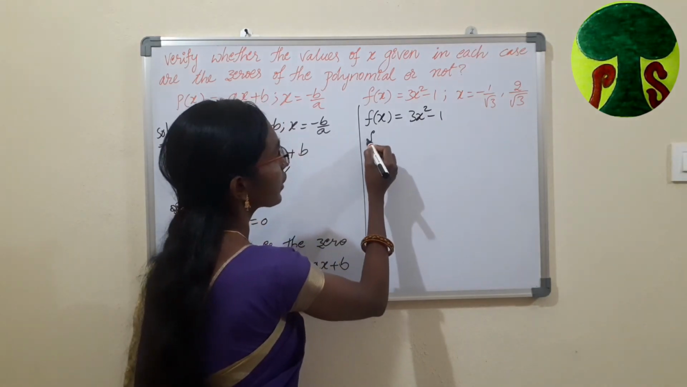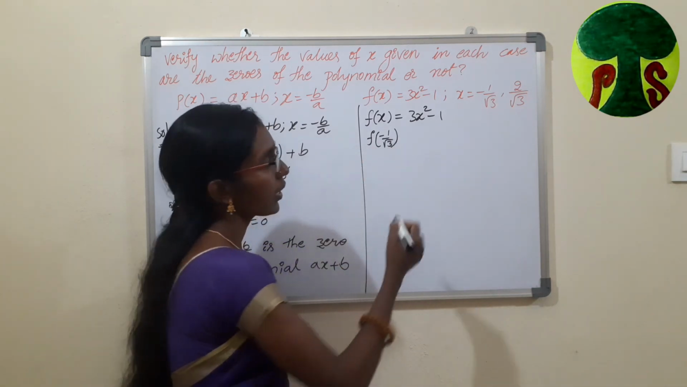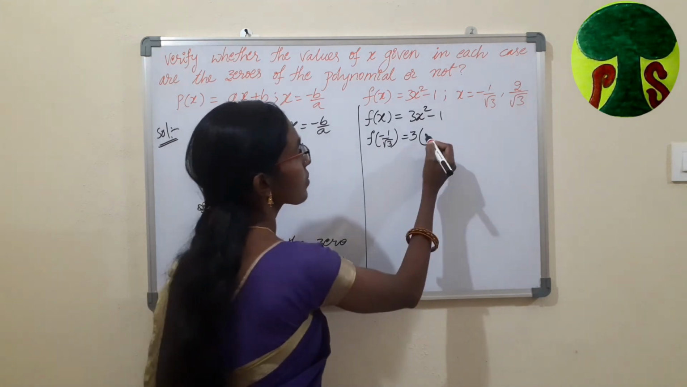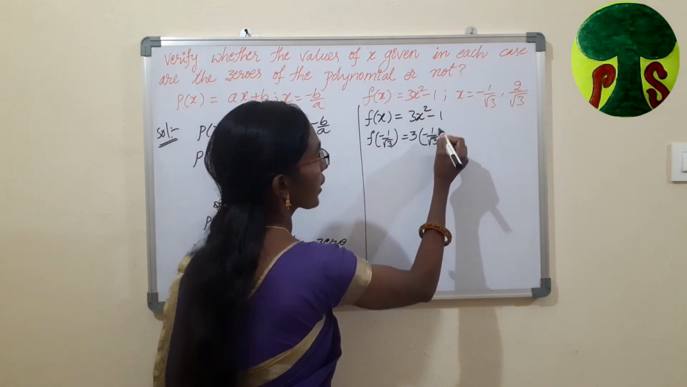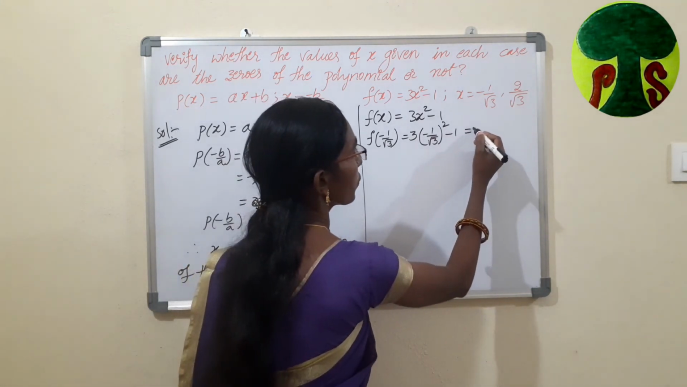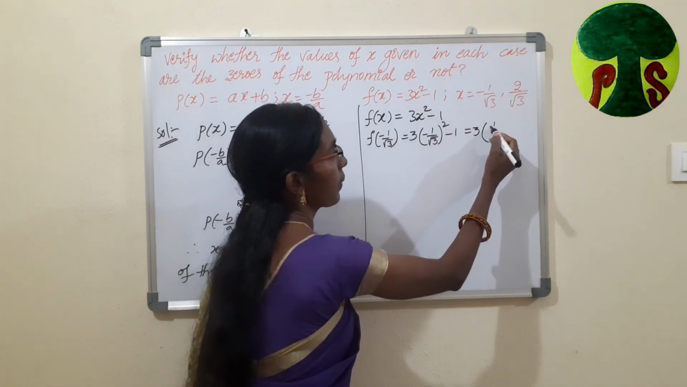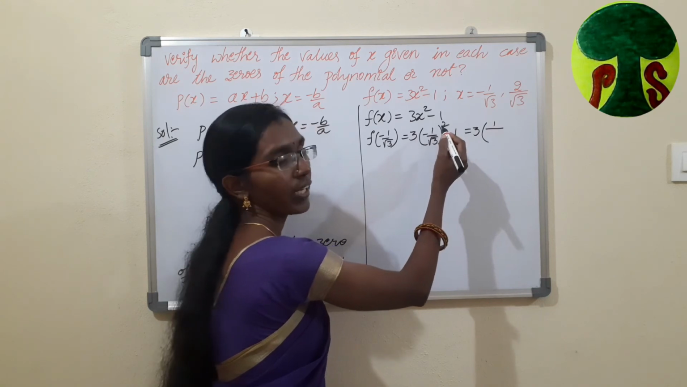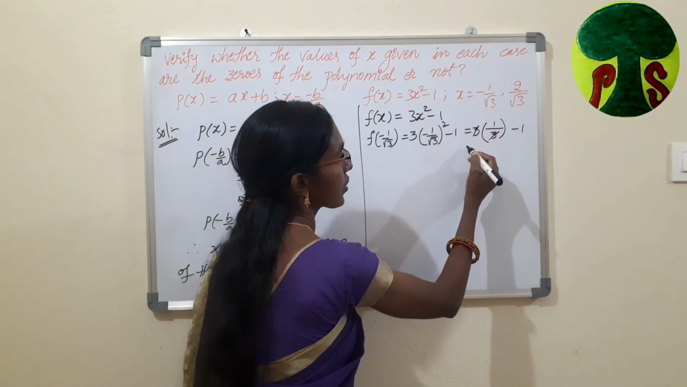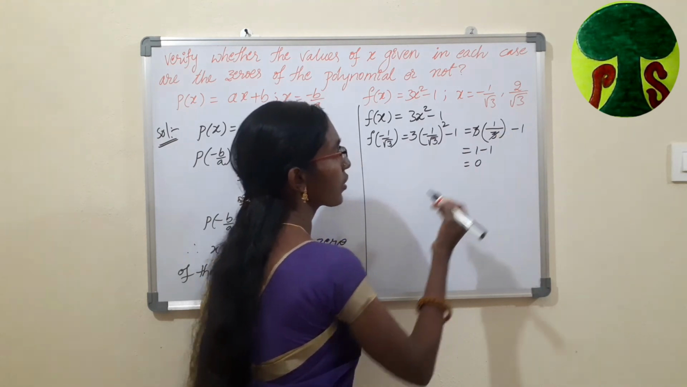We have to find f of minus 1 by root 3 value. F of minus 1 by root 3 is equal to 3 into, what is the x value here? That is minus 1 by root 3, whole square, minus 1, which equals 3 into plus 1 by root 3 whole square, which means 3 into 1 by 3 minus 1. The 3 gets cancelled, and here 1 minus 1 equals 0.